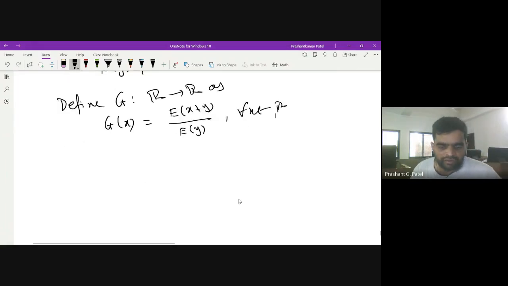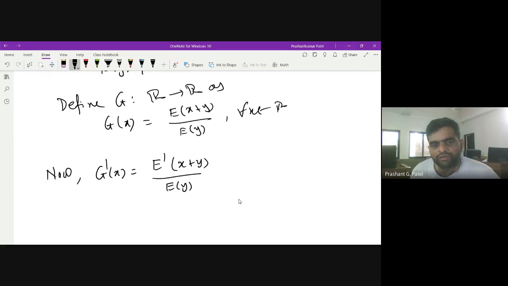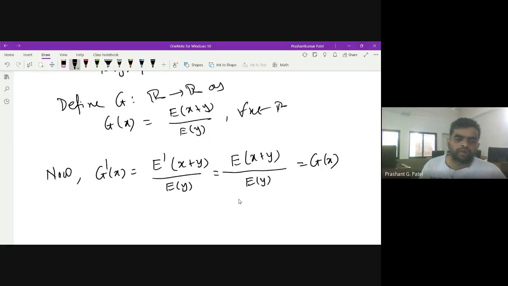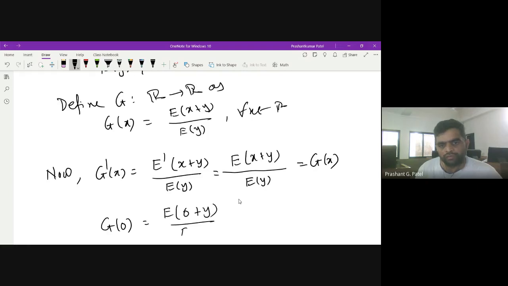Now let us see what is the derivative of this. What is g dash of x? g dash of x is E dash of x plus y upon E of y, because the derivative we have to take with respect to x. y is a constant, so it is taken out, and the derivative of the numerator is the same, because the derivative of the exponential function gives the same value. So it is E of x plus y upon E of y. Now what is this function? It is g function. And what is g of 0? g of 0 is E of 0 plus y upon E of y. So this will give me 1. That means this g function is its own derivative, and at the point 0 it gives me value 1.